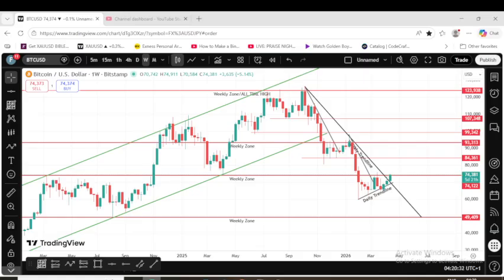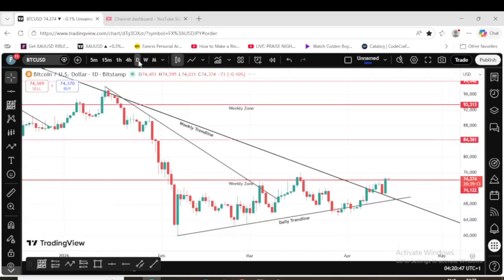Okay, welcome back everyone. Now that we've identified our zones on the daily and weekly time frame, as well as our trend lines on the daily and weekly time frame, next thing for us to do is to identify our trend origin. So what's a trend origin? A trend origin is the point in price where price switches from an upward trend to a downward trend, or from a downward trend to an upward trend.